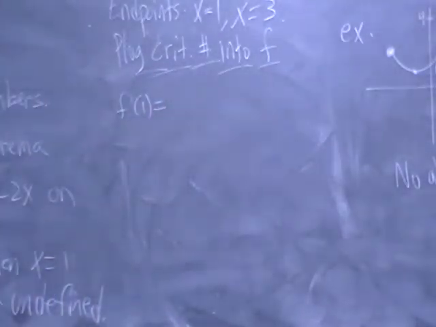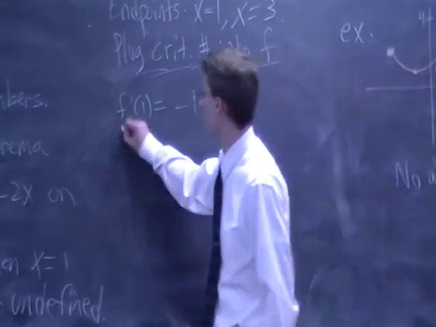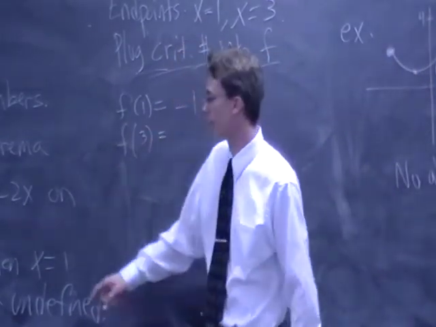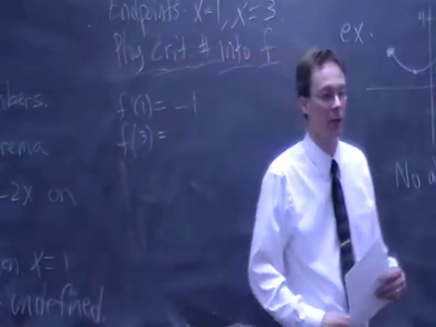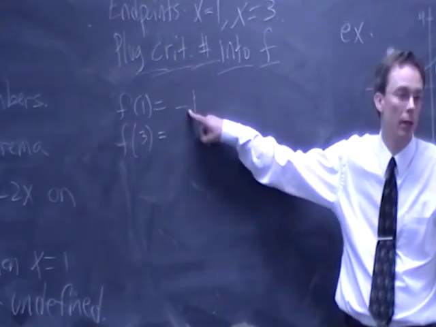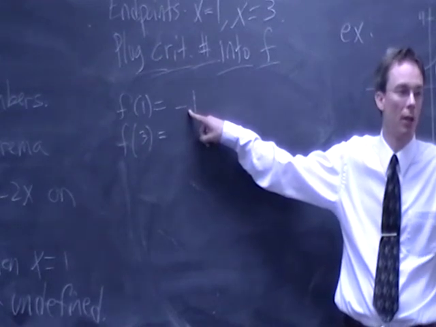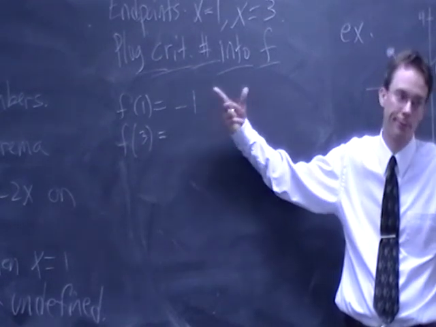F of 1. What's that give us? Negative 1. And that actually is included. The thing is, I don't know if that's a max or a min. So I'm going to plug in f of 3. Even though 3 is not included, it's going to at least tell me if the graph is trending up or trending down. If it's trending up, this will be a min. If it's trending down, this will be a max.